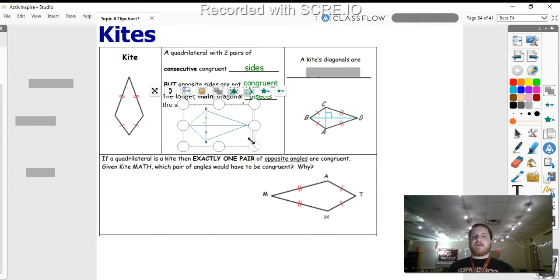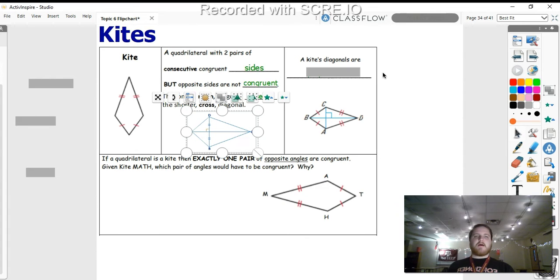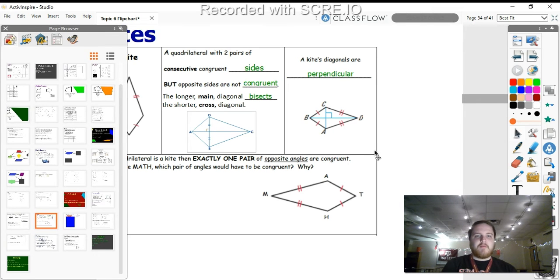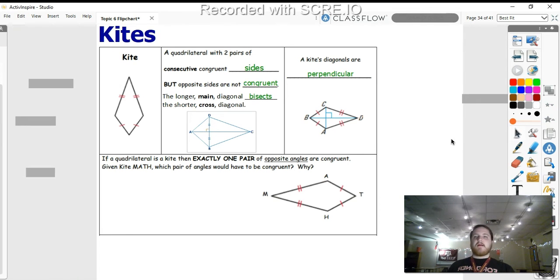We've got hash marks. We've got 2 marks on this top piece and on this bottom piece, and that means it's bisected. The other thing about a kite is that the diagonals are perpendicular. On your test review coming up, there's going to be a question that asks if the diagonals are perpendicular, what kind of quadrilateral could it be? It could be a kite, or a rhombus, or a square, because a square is a rhombus, right?